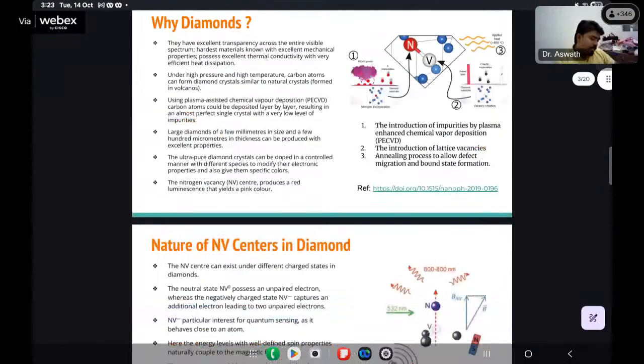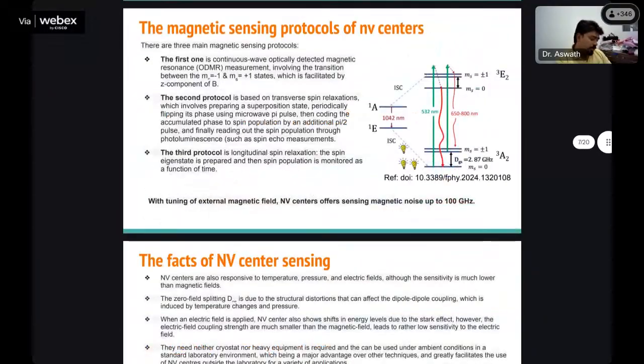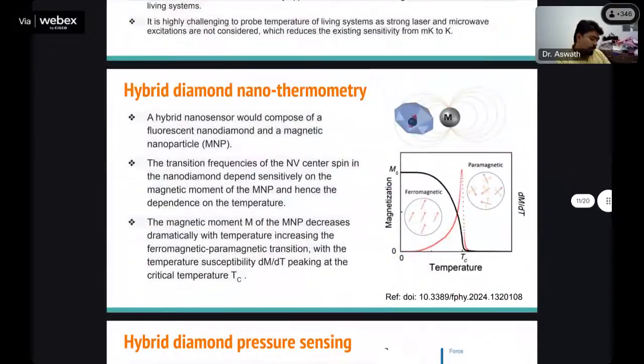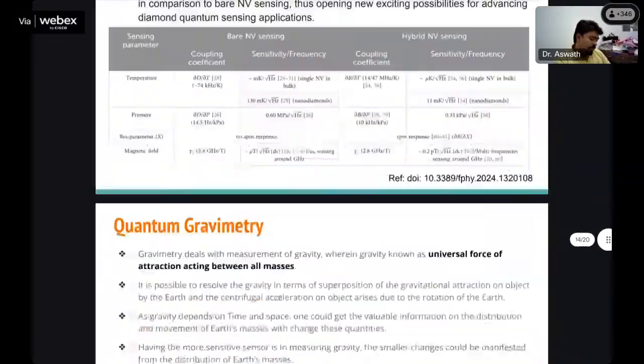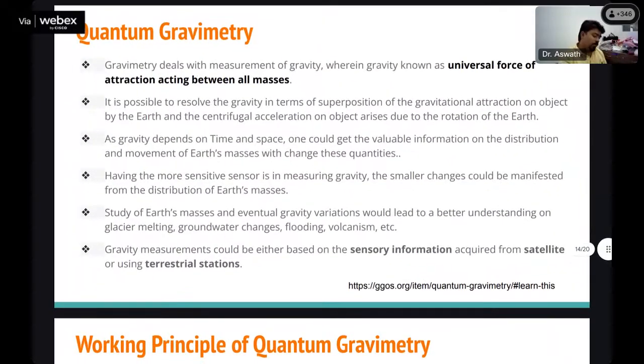We touched a few things earlier. Diamond NV center based sensing we touched. Yes, gravimetry we want to discuss. Okay. So there is a lot of text there. Don't worry. I'll explain what I meant.